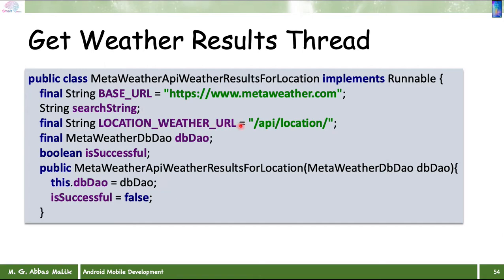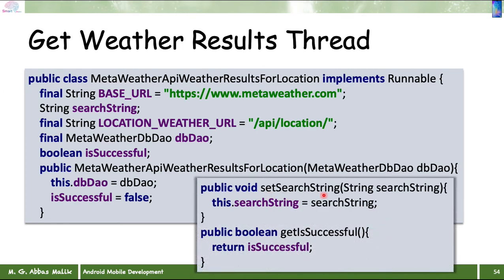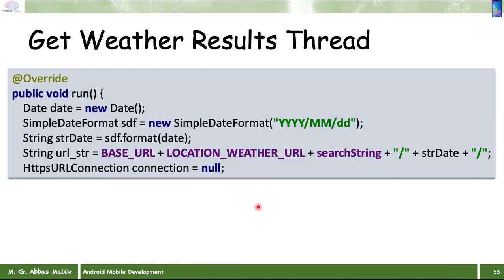Then we have a location weather URL, and then we have the DB DAO and is successful. It's exactly the same as the location search, except that we are going to generate a different URL string. We have a constructor which initializes our DAO object as well as sets search is successful to false. We also have the set search string, and we can get the result of whether it's successful or not. These are the two methods. And then at the end we need to implement the runnable method.